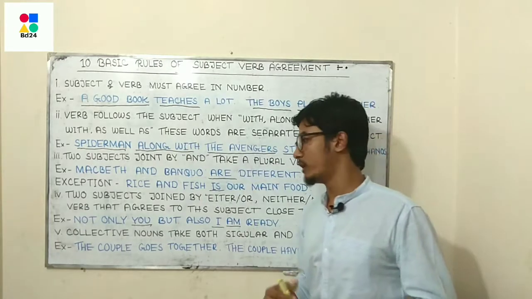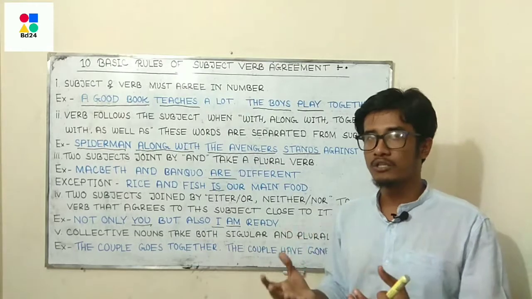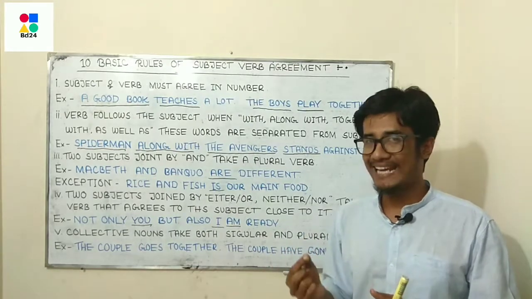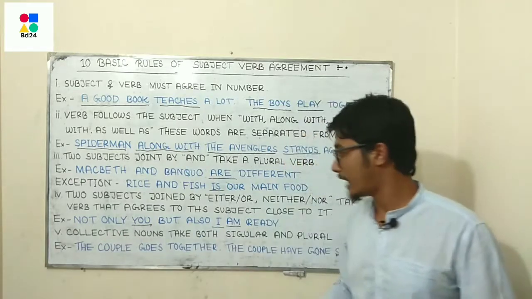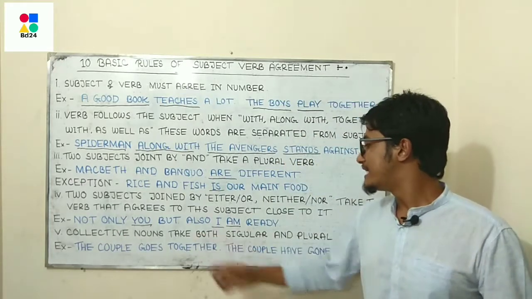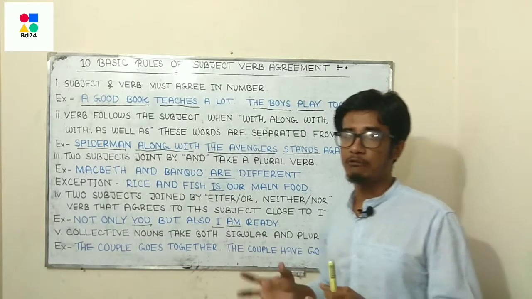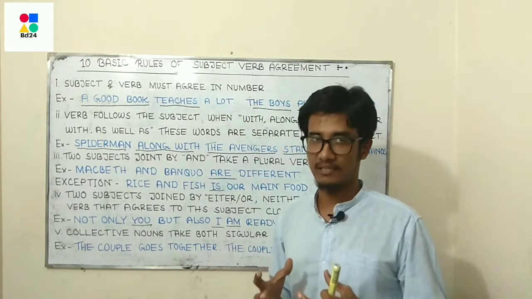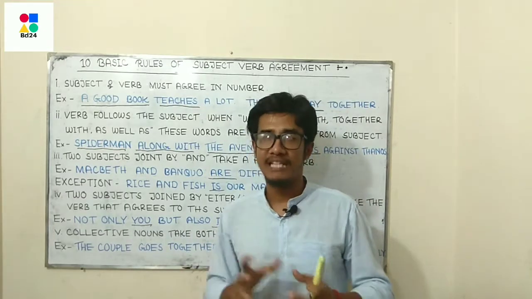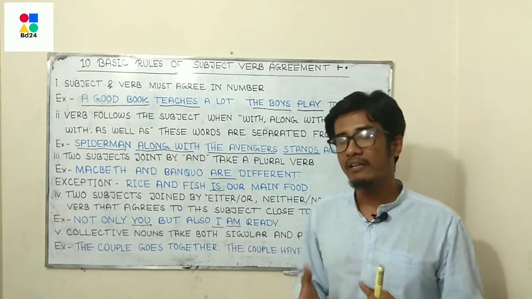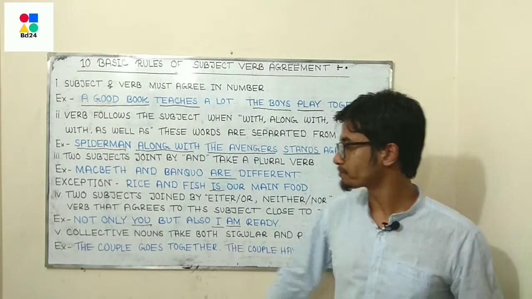And finally, the fifth one is collective nouns. We know a group of nouns, when they work as one entity or one unit, we call it collective nouns. If collective nouns are in a sentence, they may take a singular or plural verb. It will vary based on the context of the sentence. So let me show you some examples.